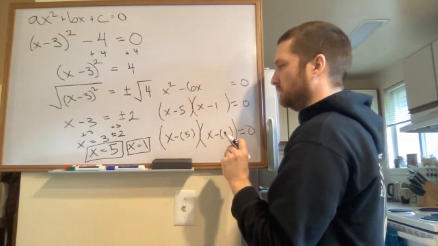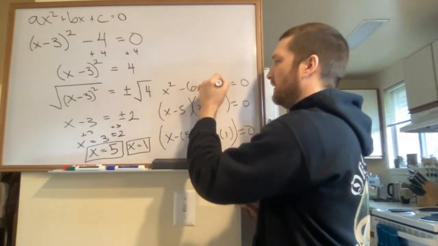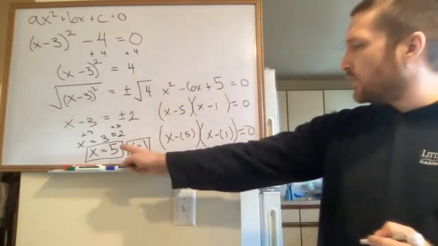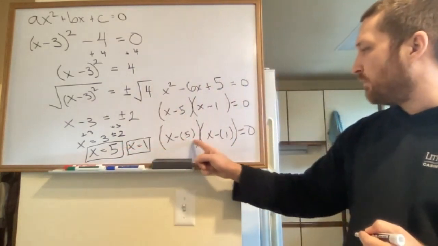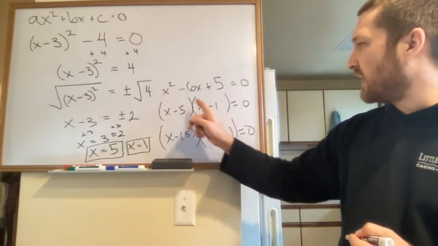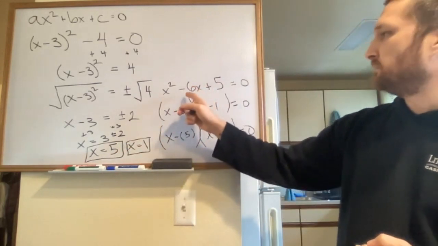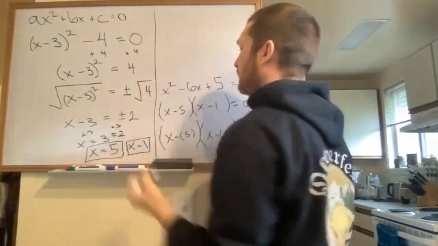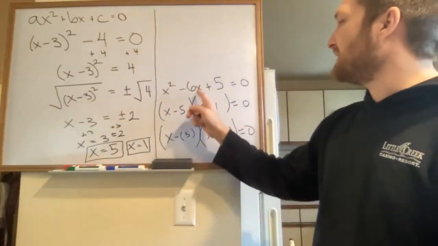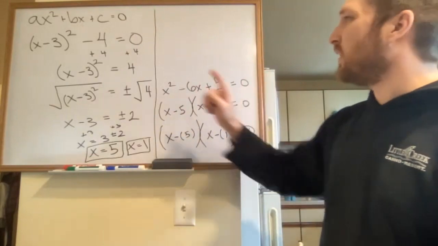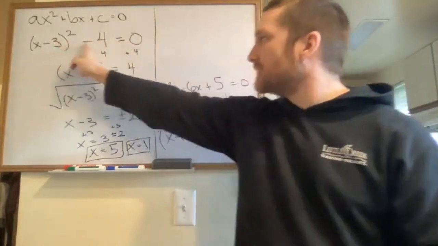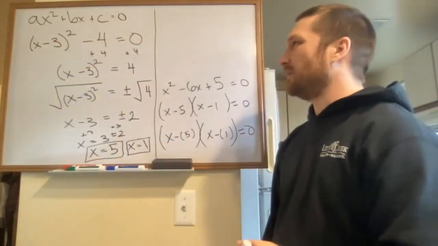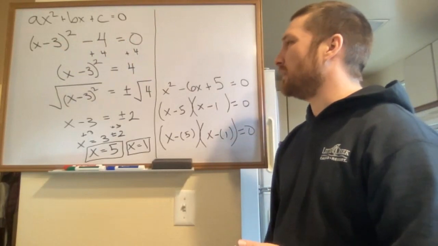It's plus 5. Plus 5. Okay. All right. So we had our roots and we did this and we got our original. Wait a minute. That's not our original polynomial. Look at that. X squared minus 6x plus 5 equals 0. That's not the same thing as this. What happened? Wait a minute.